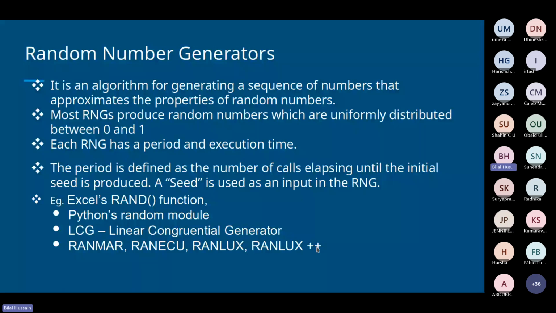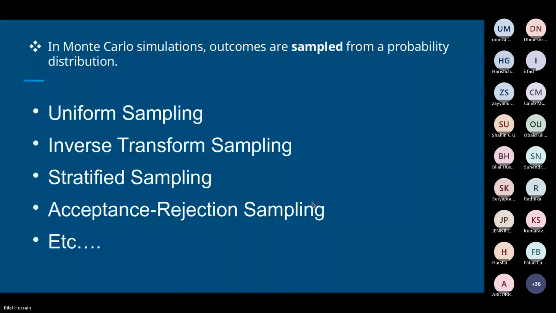The first backbone was the random number generator. The second backbone of the Monte Carlo simulation is sampling methods. What is the sampling method? It is how we are going to sample things. This is again a probability distribution, and I'm going to sample something from that. There are various sampling methods available in probability theory. Some examples are uniform sampling, inverse transform sampling, stratified sampling, acceptance rejection sampling, and many others. We'll be using a couple of these sampling methods in my examples today also.